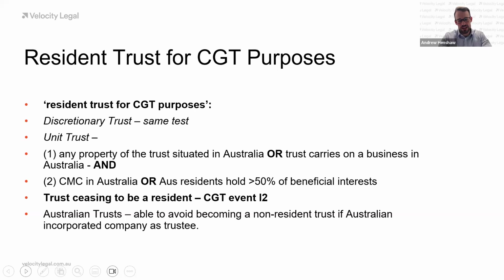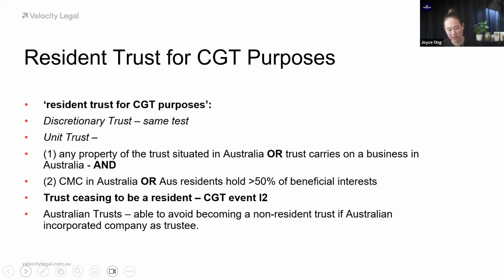For the more vanilla situations, where you're just dealing with your run-of-the-mill Australian discretionary family trusts, you can avoid becoming a non-resident simply by having an Australian incorporated company as trustee. Sometimes clients ask, should I have an individual as a trustee? Should I have a company? This is another reason: if it was an individual and they became a non-resident, then potentially the trust would become a non-resident too, with I2 happening. Whereas if it's a company incorporated in Australia, that's always going to be a resident, and therefore the trust is also always going to be a resident of Australia.